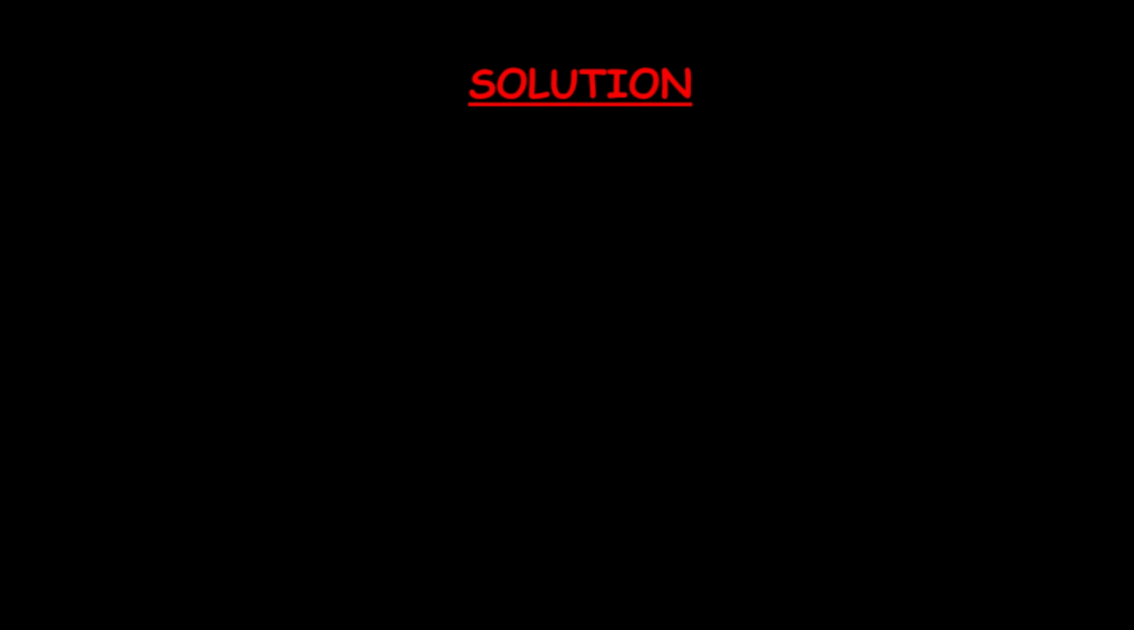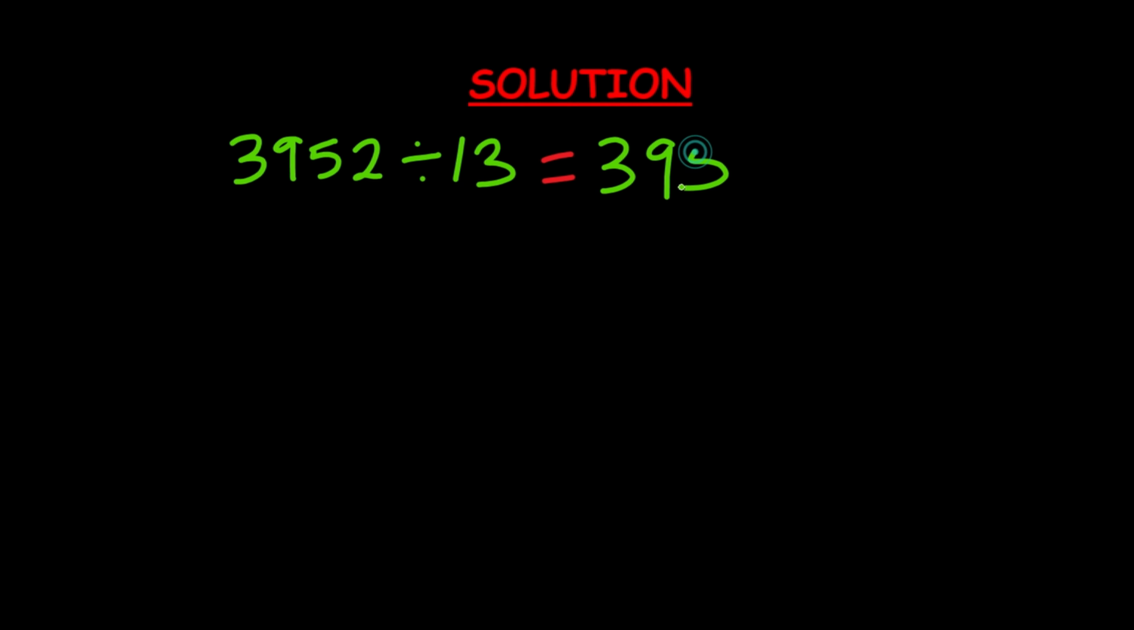We start by dividing 3,952 by 13. 39 divided by 13 gives 3. Subtract 39 from 39 gives 0. We add 0 as next digit.